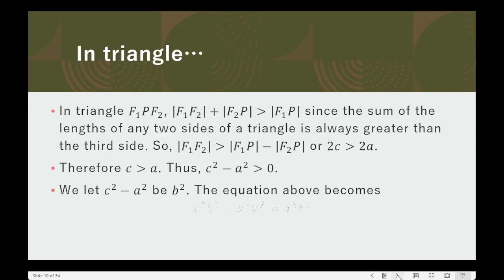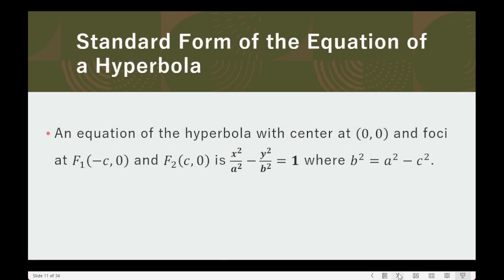At the end of this slide, particularly deriving the equation, we have this one. So, we have just come up with the standard form of the equation of the hyperbola whose center is at the point of origin. And that is x squared over a squared minus y squared over b squared equals 1. So this is now the standard form of the equation of a hyperbola.